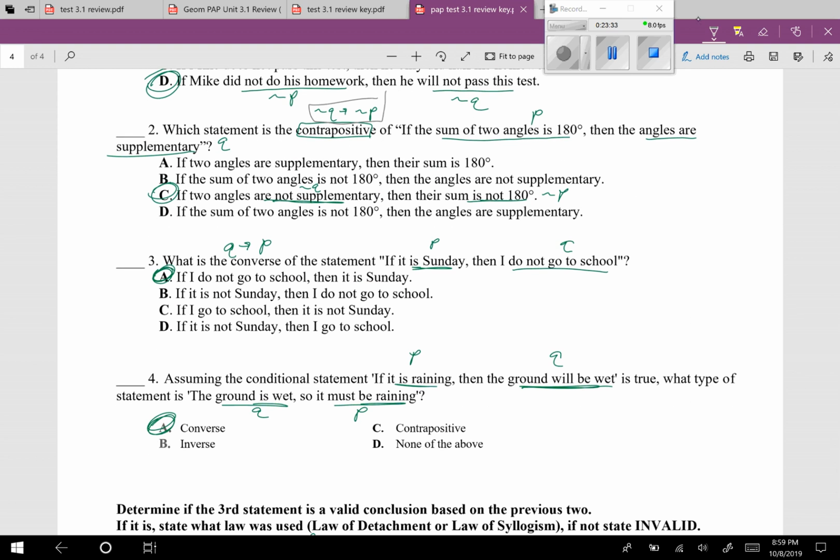Okay, what is the converse? Okay, converse means to switch. Whenever you see that prefix con, that means to switch. So that's for the contrapositive and the converse. So it says, if it is Sunday, then I do not go to school. Just flip that around. If I don't go to school, then it is Sunday. So there we go, A.